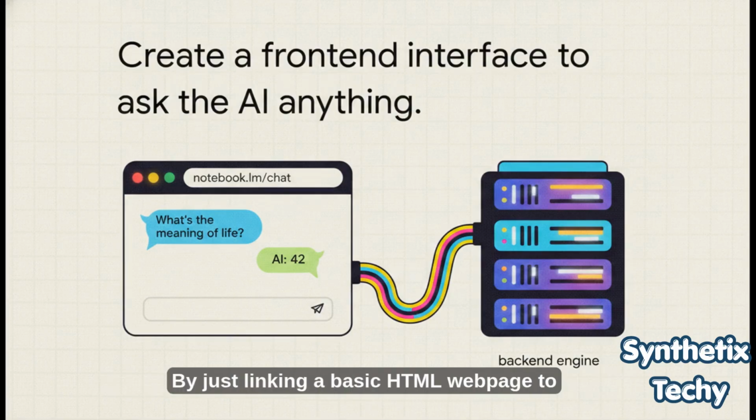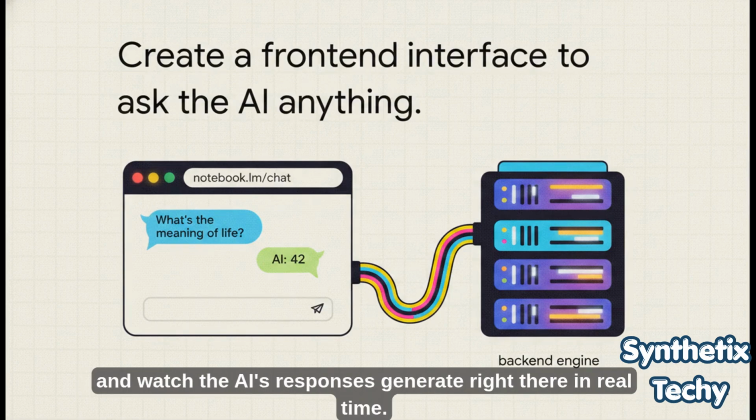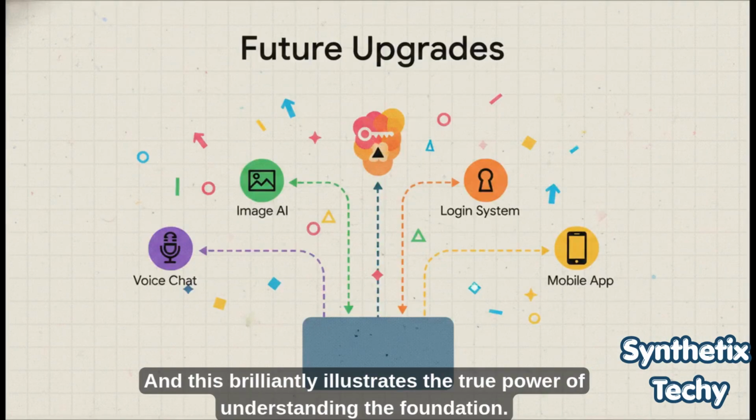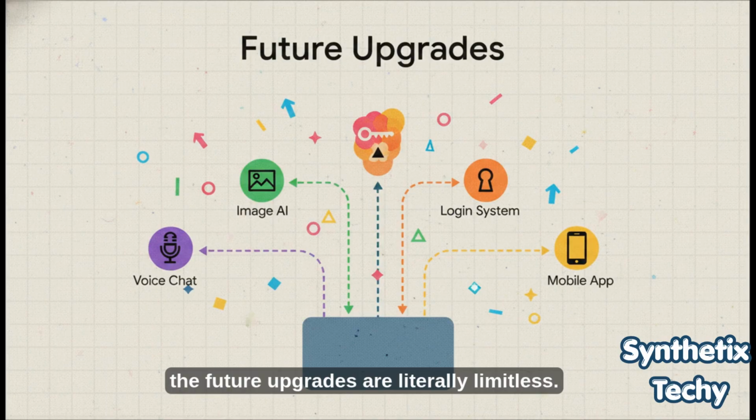By just linking a basic HTML web page to the server we just built, you instantly have a complete chat window where you can type, hit send, and watch the AI's responses generate right there in real time. And this brilliantly illustrates the true power of understanding the foundation. Because once you have this basic server running, the future upgrades are literally limitless.